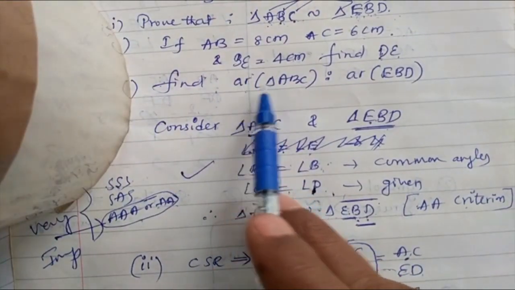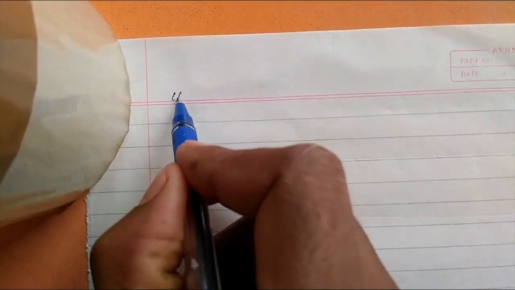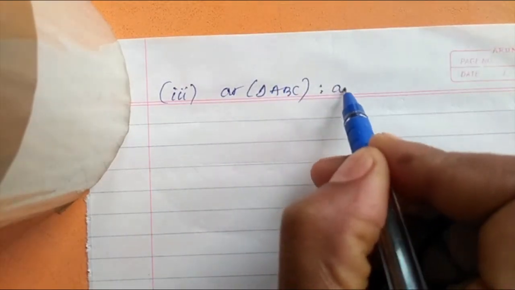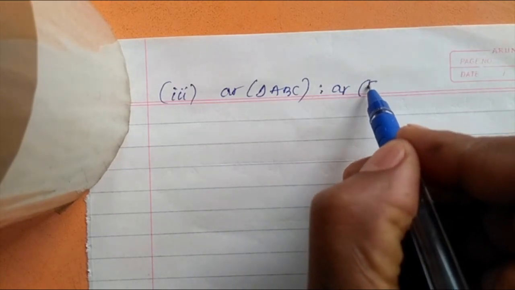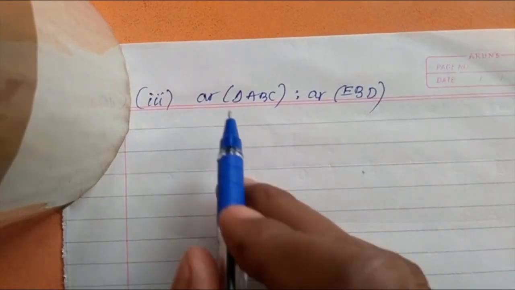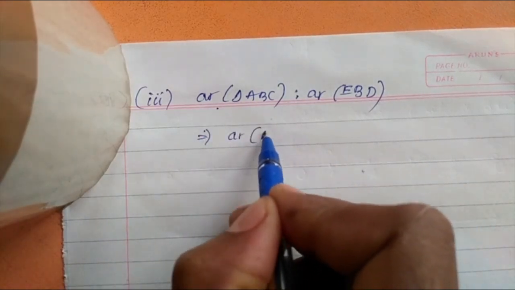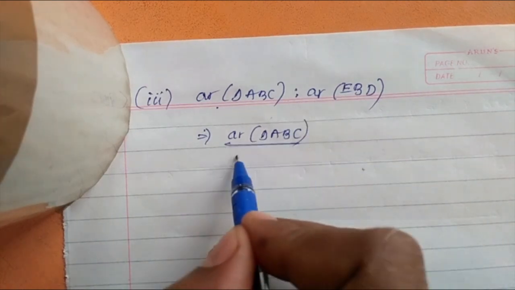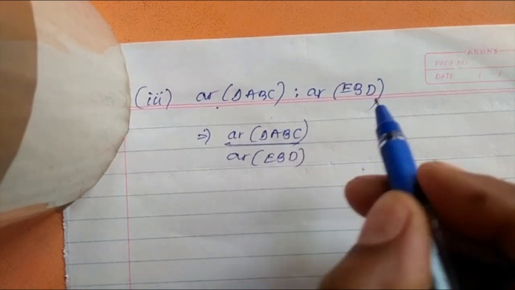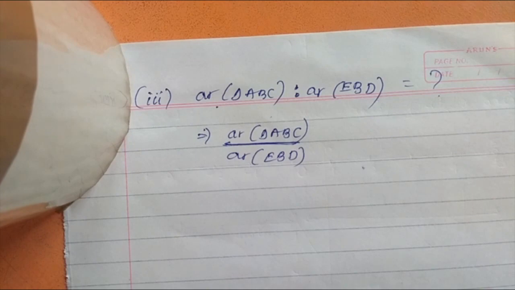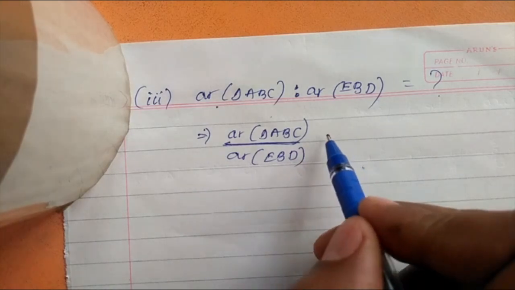What is the third level? Those two triangles' areas. We need those two triangles' areas. The third sub question: area of triangle ABC to area of triangle EBD. That is the question. So we write area of triangle ABC by area of triangle EBD. That was the question. The ratio, better you write it in division form: area of ABC by area of EBD. What is the answer of this?